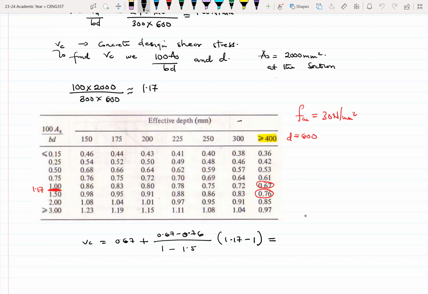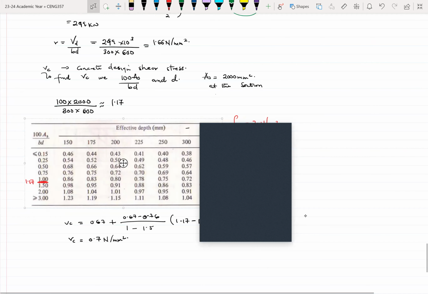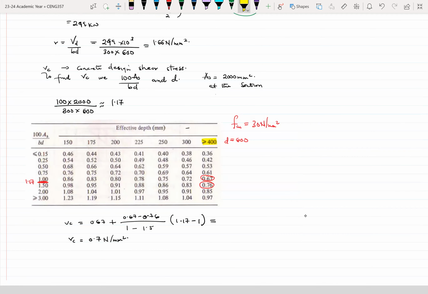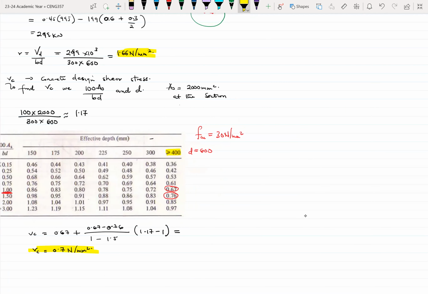All right. So in that case, our VC will be equal to 0.7. Let me see if I have the same. Yeah, so 0.7 newtons per millimeter squared. All right. So here we have to compare VC to V. So we compare VC to V, and then that would inform us as to what to do in terms of calculating for the shear lengths.